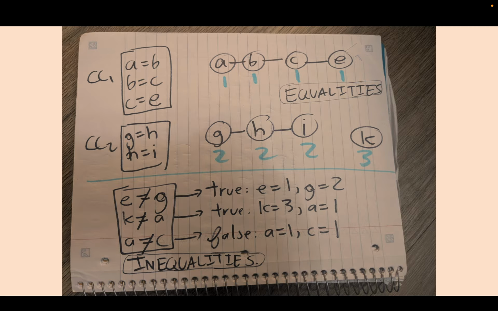and we can see that this is satisfied because it's clear that from a to b to c to e, the values are all 1. From g to h to i, the values are all 2.